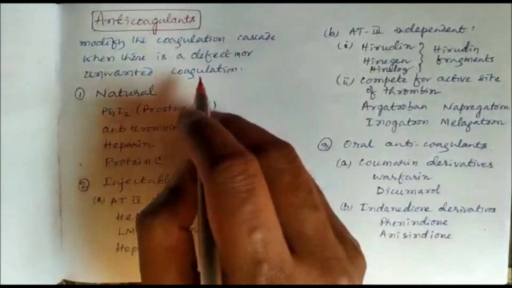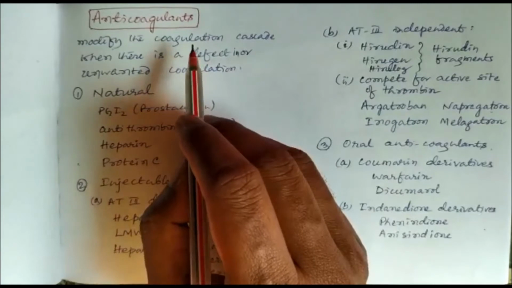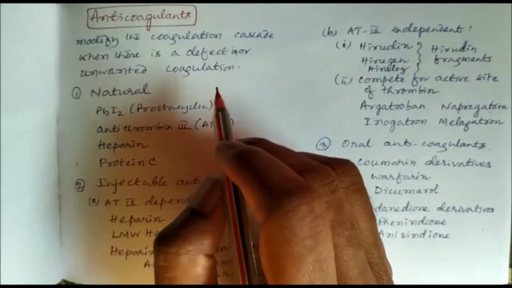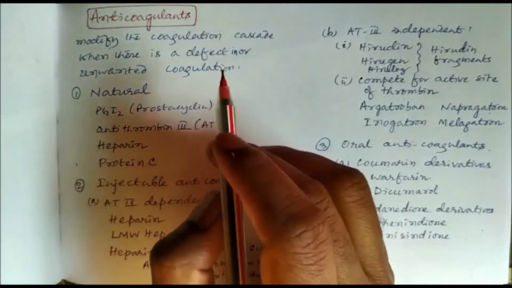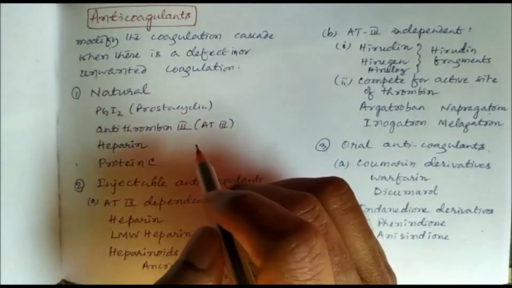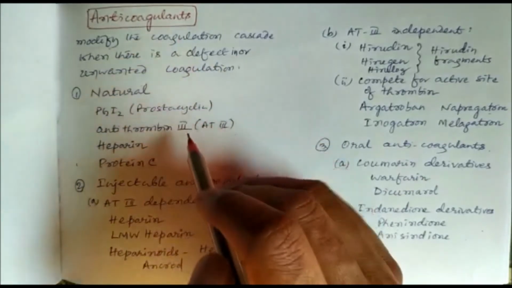Namaskar. Today we will study anticoagulants. Anticoagulants are the drugs which modify the coagulation cascade when there is a defect in coagulation or when there is excess coagulation or unwanted coagulation. In that case, we can use anticoagulants.